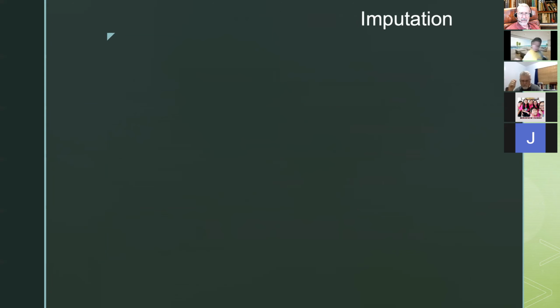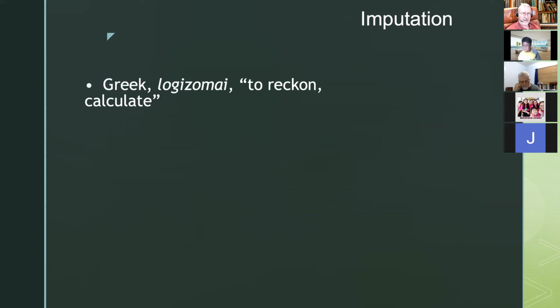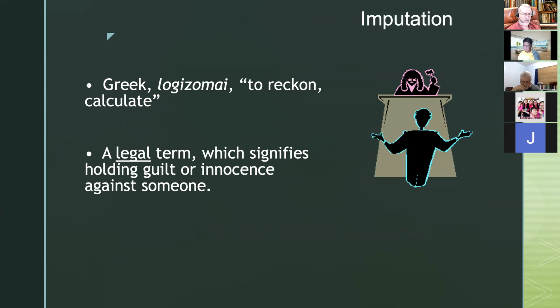Imputation is related to justification. The Greek word is logizomai. We don't really have a Hebrew word that I'm going to show you, but it means to write a thing down. Logizomai is to reckon, to account, to calculate, to make a record of a thing. So it's a legal term usually, which signifies holding guilt or innocence against someone. So there's a judge with his funny wig, and he's about to bang the gavel, and he's about to impute either guilt or innocence.